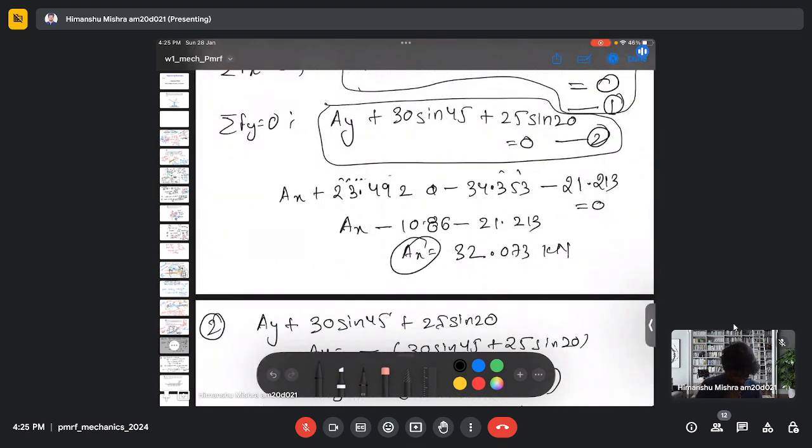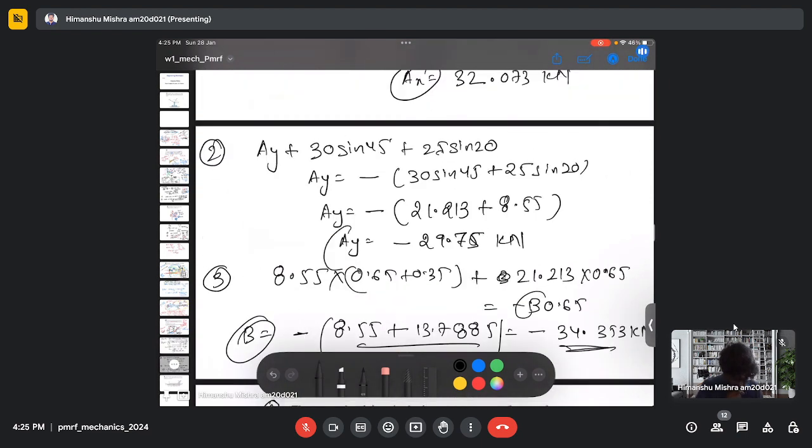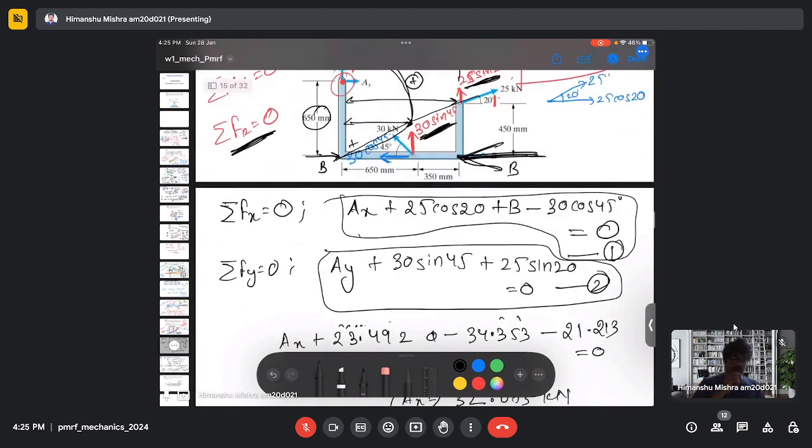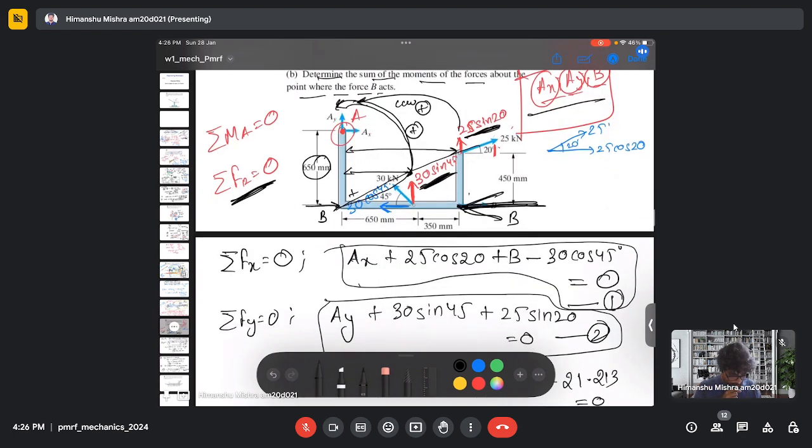So we found AX, we found B, which is this, and AY. So here we got the three unknowns, and by three equations, two from force and one from moment balance, we found three unknown quantities. Now the second part is to determine the sum of the moment of the forces about a point where the force B acts. So now we need to find the moment along this point.